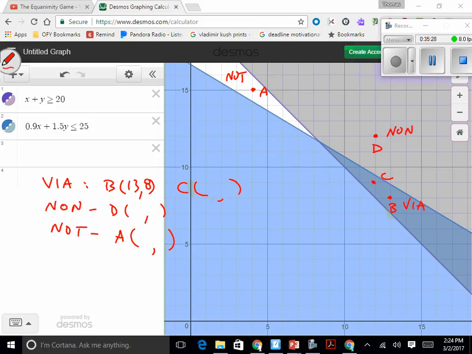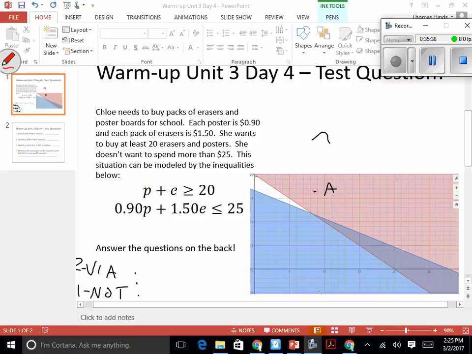Section B is this heavy stuff. So just for those who will maybe cross over eventually, for now, just highlighting. Hey, Chloe needs to buy packs of erasers and posters. Highlight the erasers and posters. Any of these problems, they always compare two things. Pencil, erasers, markers, and pens, they always compare two things. You just need to tell what they are. Usually you give them names.